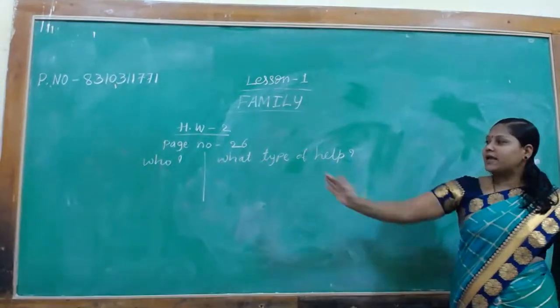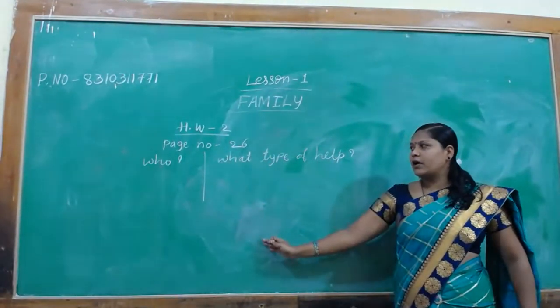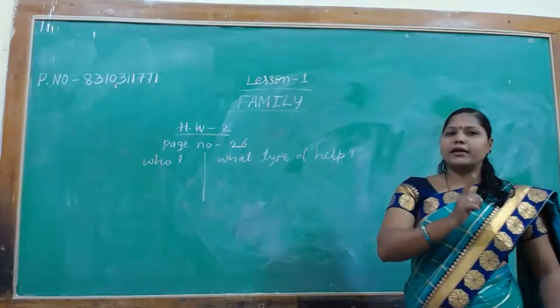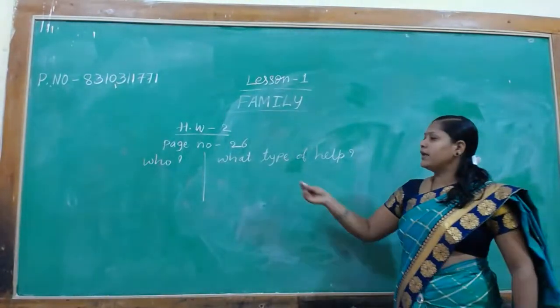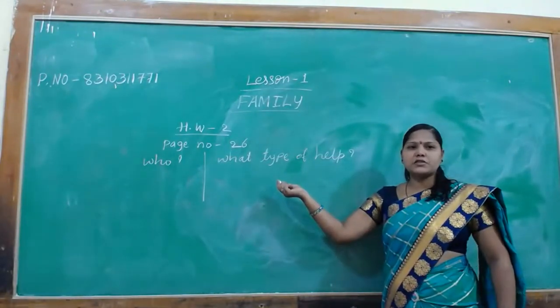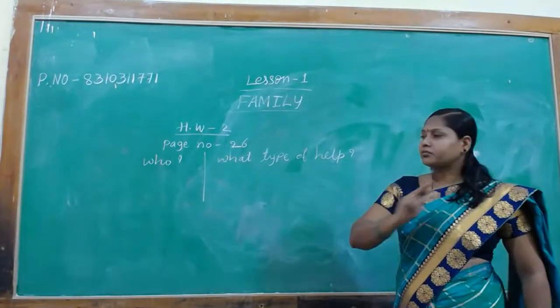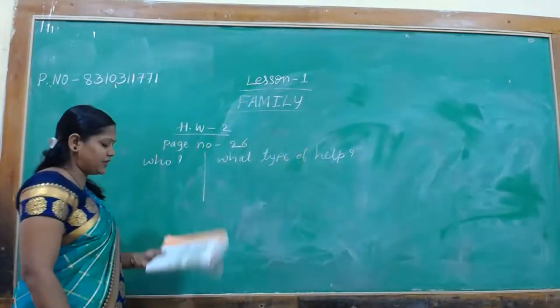Because it is activities for you only, that's why you should write in your textbook. And for homework, you take a 100 pages king size notebook. Then you have to write in that notebook. Understood? Only one time. See, who and what type of help. This activity you should write.